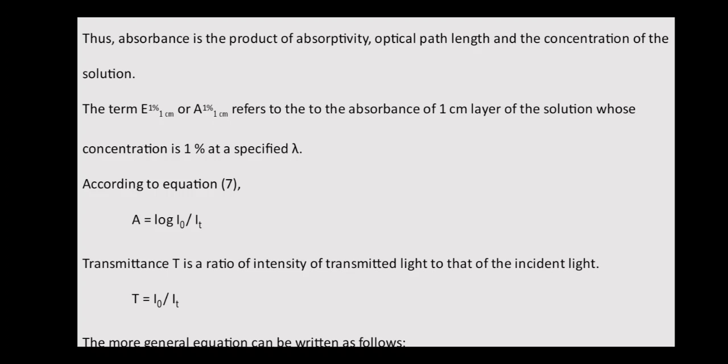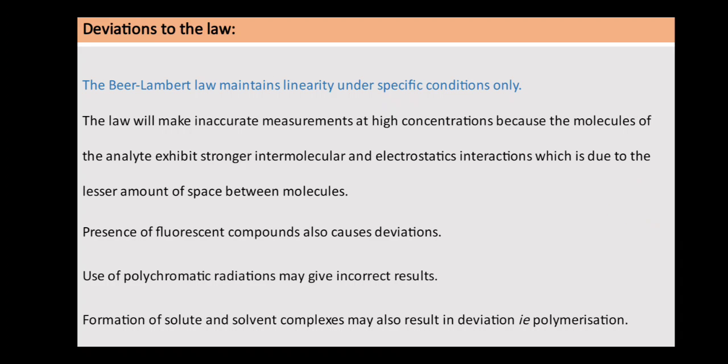According to equation 7, A = log I0/It, and we can write the transmittance as I0/It. Now we will see the deviations of the law. Beer's and Lambert's law maintains linearity under specific conditions only. The law makes inaccurate measurements at higher concentrations, as the molecules of the analyte exhibit stronger intermolecular and electrostatic interactions, due to the lesser space between the molecules.